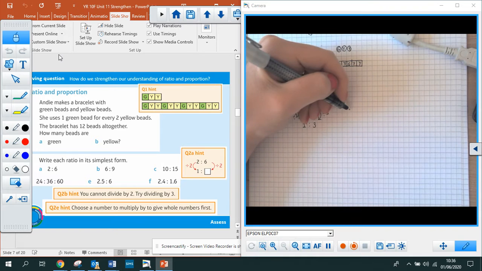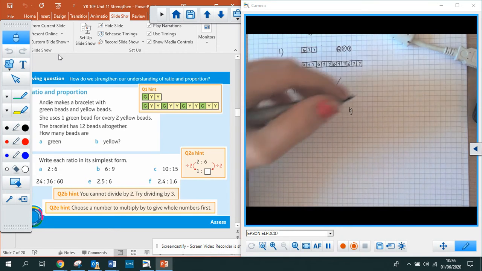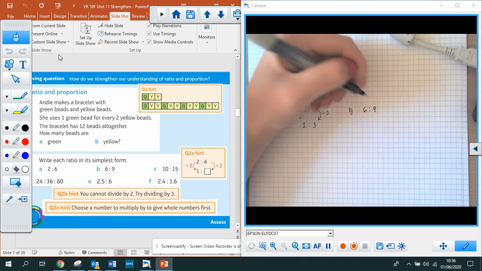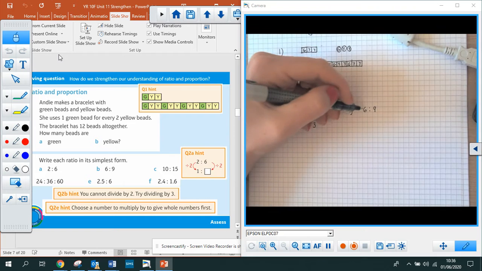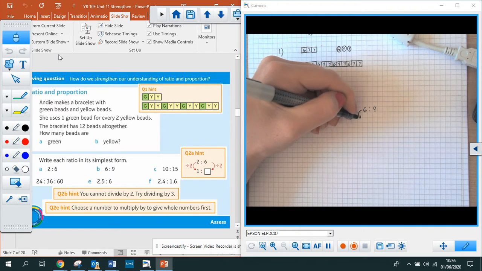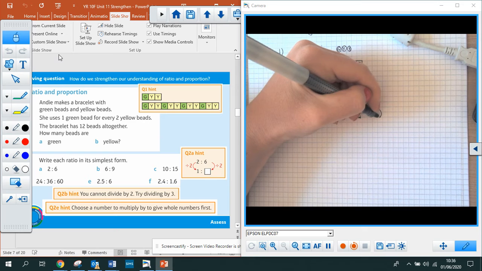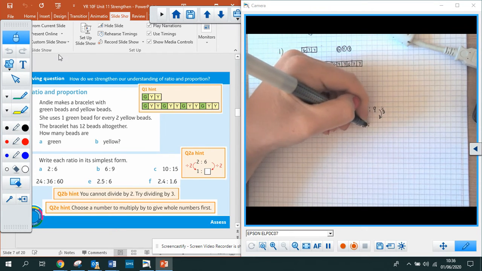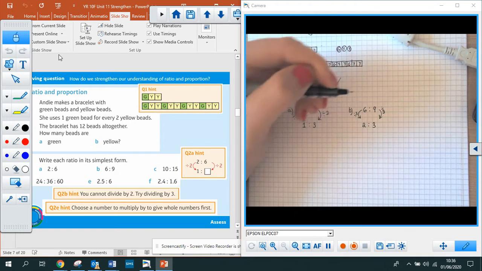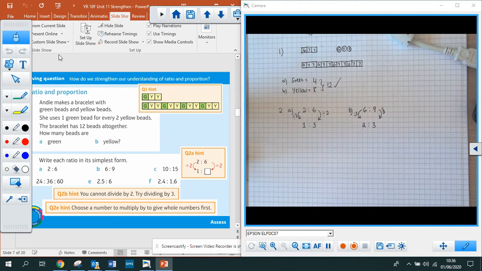For part B, the ratio I've been given is 6 to 9. So I need to think, what is my highest common factor of 6 and 9? Or if you can't quite get to the highest common factor, what factors can I think of for 6 and 9? Okay, and I know they're both divisible by 3. So I'm going to divide both sides by 3. 6 divided by 3 is 2. 9 divided by 3 is 3. Okay, and that's the furthest you can go because there's no other common factors there but with 2 and 3.